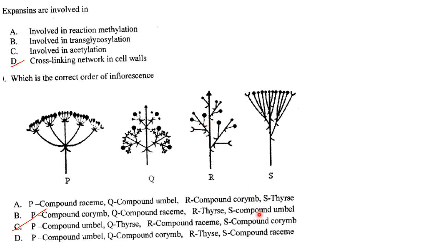Then you have got a compound corymb. Here the main axis, that is peduncle, branches in a corymbose manner and each branch bears flowers arranged in corymb. So that is called compound corymb. So the answer is C, that is compound umbel, third compound raceme and compound corymb. So answer is option C.